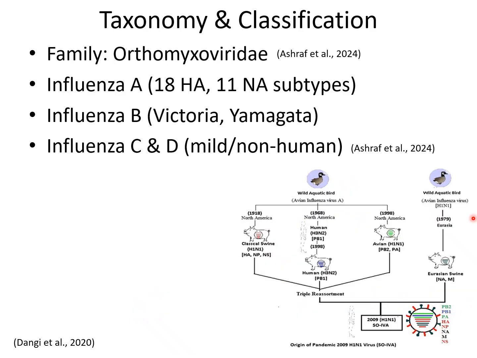Now let's look at how influenza is classified. All influenza viruses belong to the family Orthomyxoviridae, but they're not all created equal. Influenza A is the most concerning for pandemic potential. It has an incredible diversity: 18 different hemagglutinin subtypes and 11 neuraminidase subtypes. This is why you'll hear names like H1N1 or H3N2. You see them labeled here under the pictures.